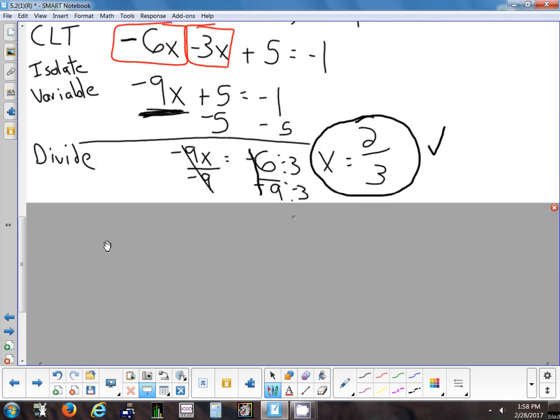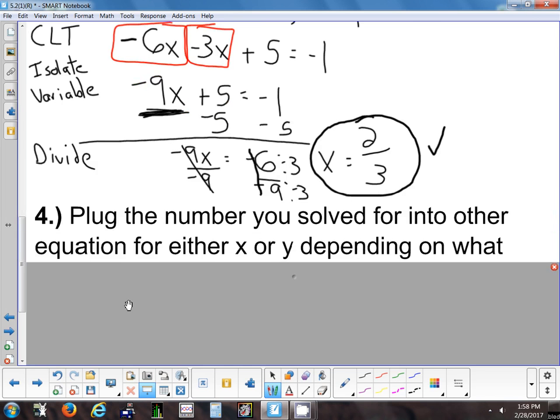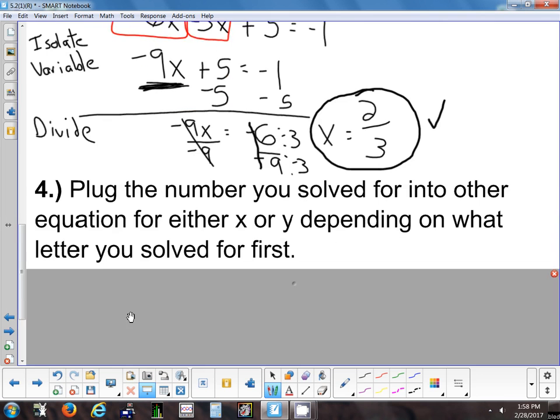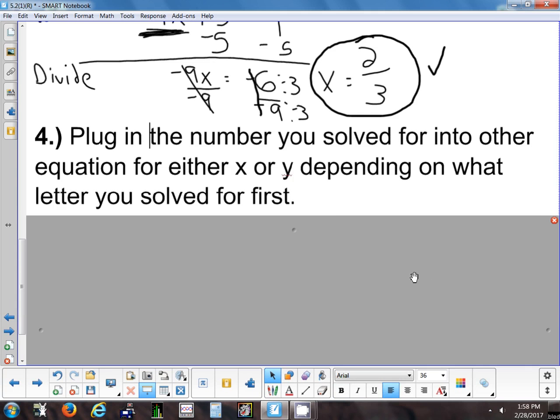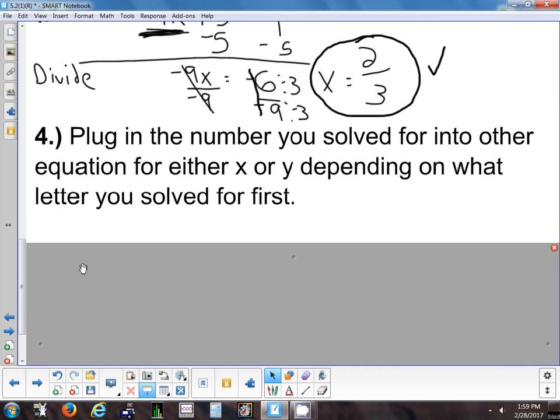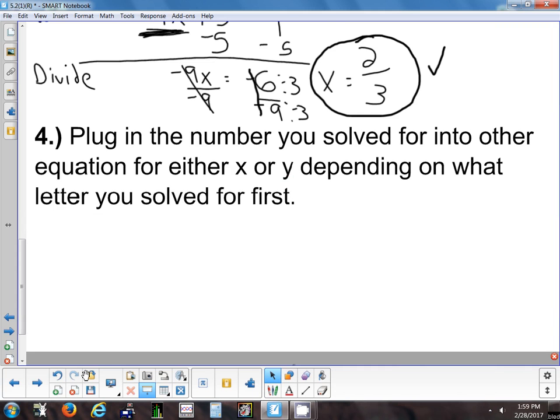What am I missing, Josh? What did I just solve for? X. Now, I just said it, you need Y. All right, we got X, now we need Y. So now plug in the number we just solved for, 2/3, into the other equation for either X or Y, depending on, because like I said, Y is not always going to be isolated. Sometimes there'll be an example we do today, there'll be an example on the homework where X is isolated, where X is by itself, and you're going to have to move it, depending on what letter you solve first.